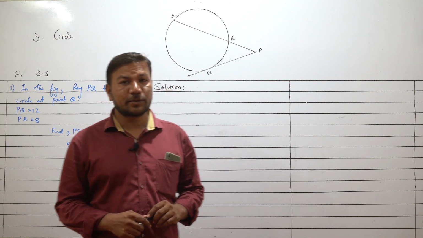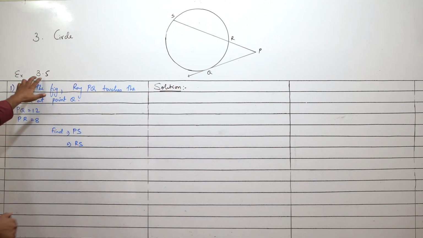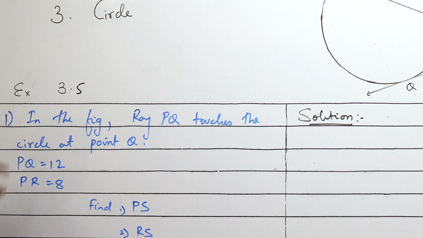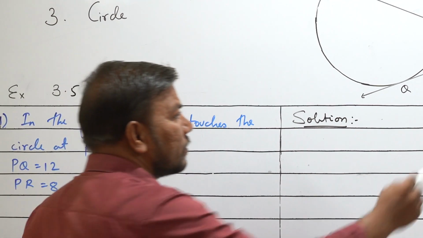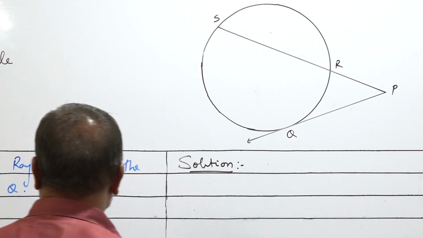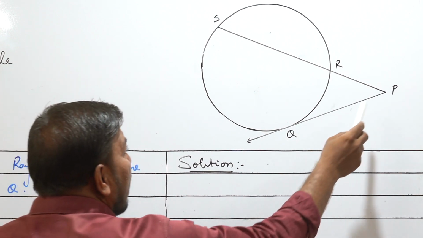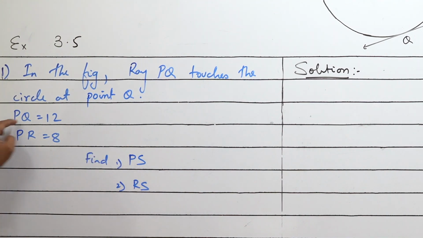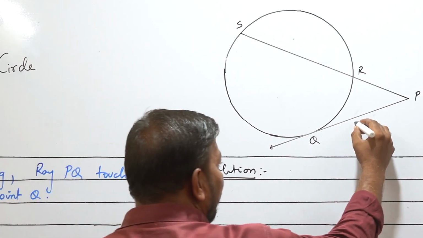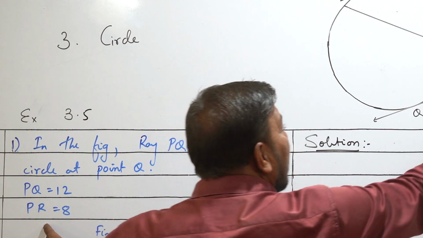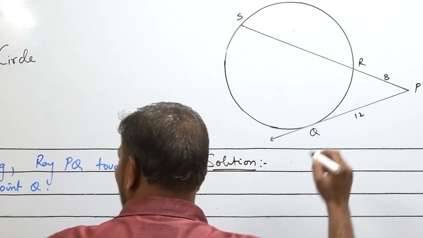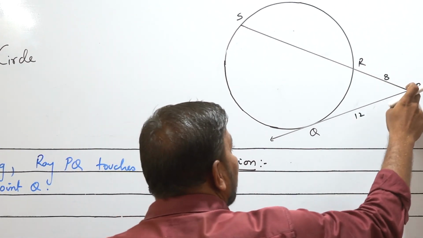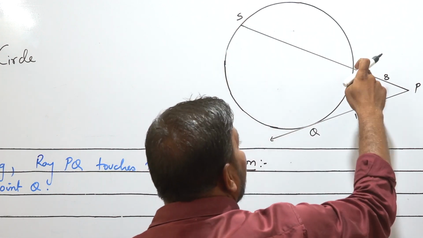Hello students, let's move on to the next exercise, that is exercise 3.5. The first sum is in this figure. Ray PQ is a tangent and PS is a secant, where PQ is 12 and PR is 8. What have they asked? They have asked PS and RS.